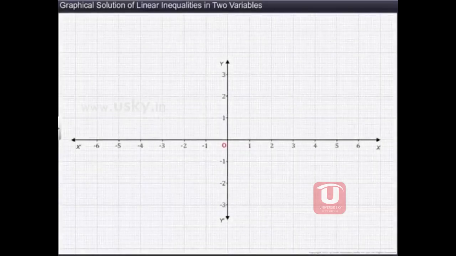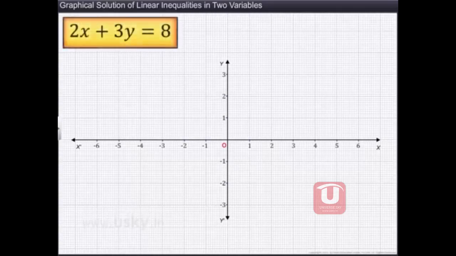Now, let's see the graphical representation of a linear inequality in two variables. Let's take the same inequality, 2x plus 3y is less than 8. We draw the graph of the inequality on the Cartesian plane. Let's start with the equation 2x plus 3y equal to 8. The line representing the equation is drawn on the graph as shown. This line is for reference.